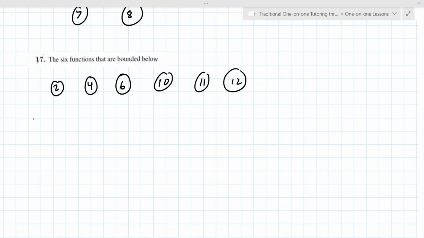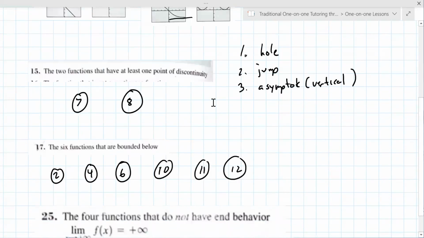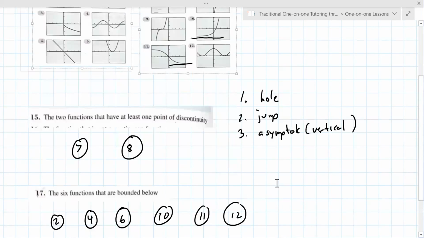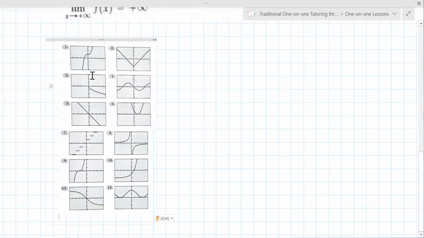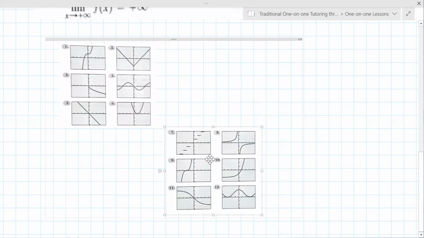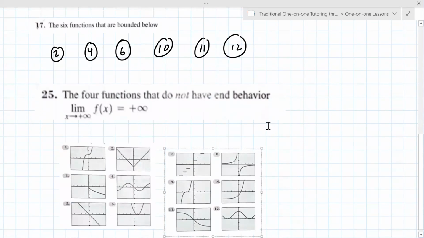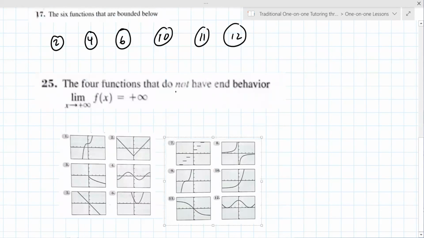I'll start recopying the graphs down here because I know it's kind of end behavior. Grab these and copy them down. Okay. So the 4 functions that do not have end behavior, limit as x goes to infinity, goes to positive infinity.